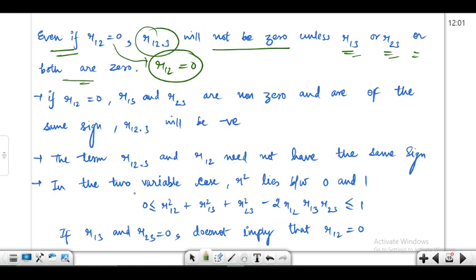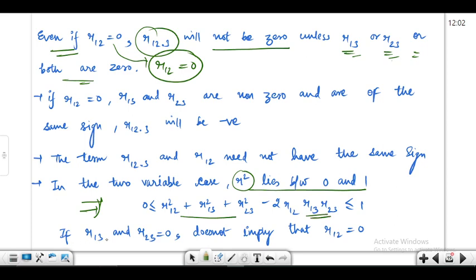In the two variable case, r square lies between 0 and 1. So we know that the value of r square lies between 0 and 1. In the case of three variable regression model, instead of this being followed, this will be followed: r12 square plus r13 square plus r23 square minus r12 r23 r13 r23 will be between 0 and 1. This is a property that can be asked in the question form, so you have to remember this also, right?